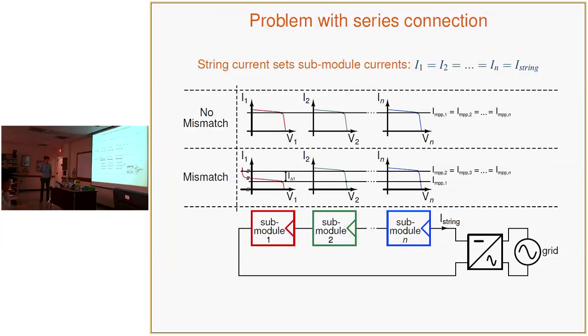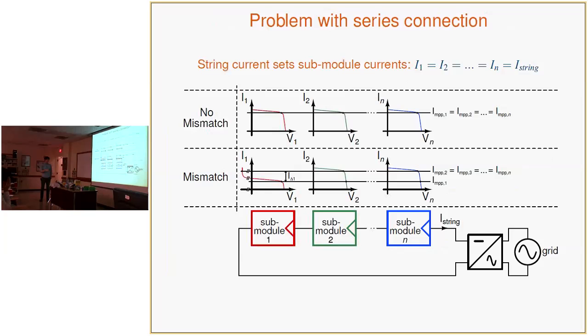And this isn't a problem if you don't have mismatch between submodules, because all of the IV characteristic curves are the same. So that means that all of the maximum power point currents are the same. So you can just set the string current to the maximum power point current and just perturb and observe around that point, and then everyone's happy. You can go home, hug your family, do whatever you want. Everything's perfect.